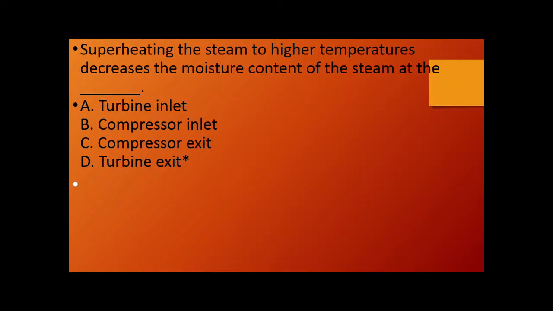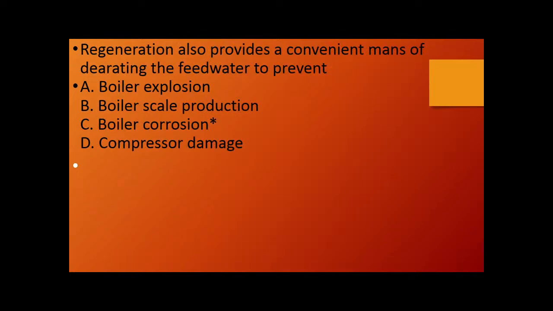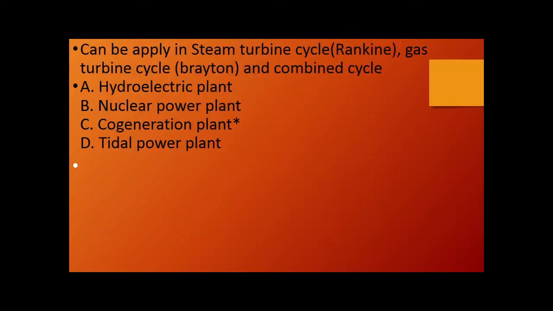Superheating the steam to higher temperatures decreases the moisture content of the steam at the blank. Answer: turbine exit. Aircraft gas turbines operate at a higher pressure ratio, typically between 10 to 25. Regeneration also provides a convenient means of deaerating the feed water to prevent, answer, boiler corrosion. Can be applied in steam turbine cycle, Rankine, gas turbine cycle, Brayton, and combined cycle.